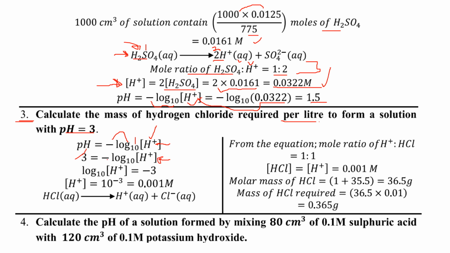We divide through by negative to make log 10 the subject. So log 10 of the hydrogen ion concentration is going to be equal to negative 3. Then in math, the 3 becomes a power of the 10, the base of the log. So the molar concentration of hydrogen gives us 10 to the power negative 3, which is the same as 0.01 molar.